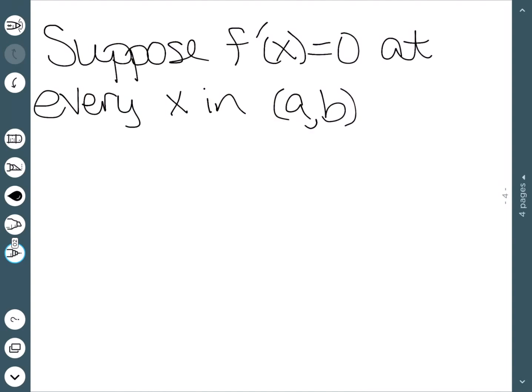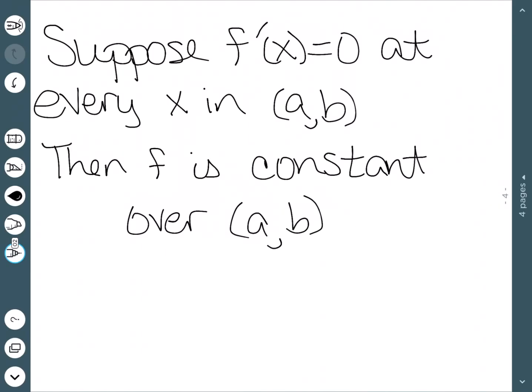Let's start by assuming we have this function and the derivative of this function is 0 at every single point in our interval. Then we know that our function is constant over the interval a to b. And this is actually a very big deal. We talked about how the derivative of any constant function is equal to 0, and now this tells me that if the derivative is 0, I know for a fact it's a constant. Constant functions are the only thing that have derivative 0. And this actually comes as a result of the mean value theorem.